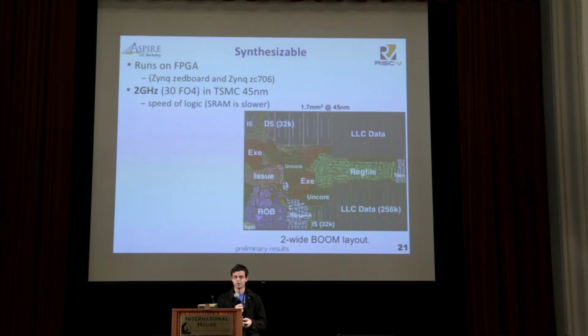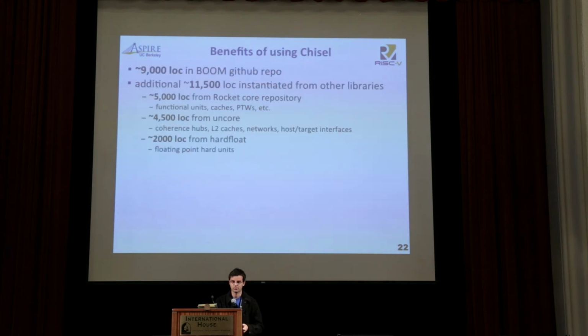Boom is synthesizable. We can run this on an FPGA. Our tape outs with Rocket have been going at 1.5 gigahertz, so I'm just trying to make sure that I'm at least faster than that. So if they tape me out, I'm not the slowest thing. So if I were to make the SRAM as fast as possible, through synthesis, the logic goes about 2 gigahertz. So that's what I'm trying to aim for.